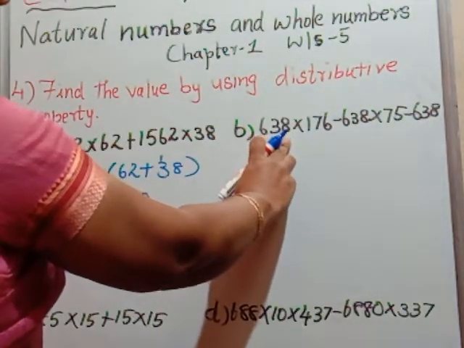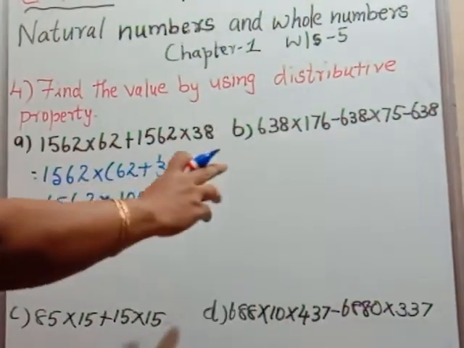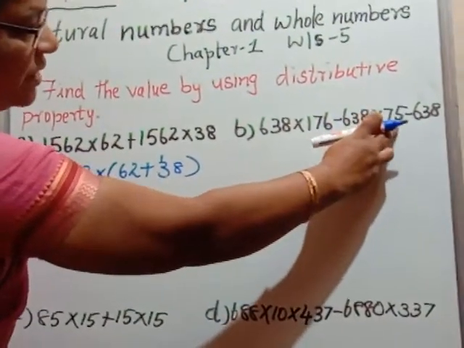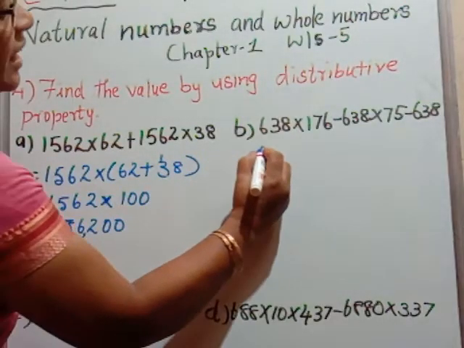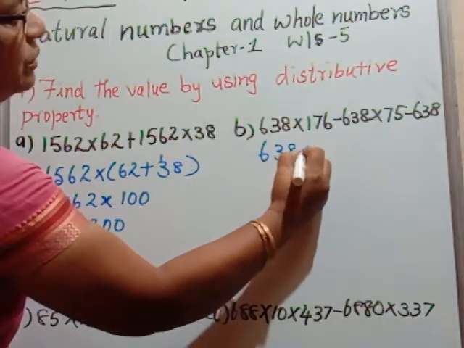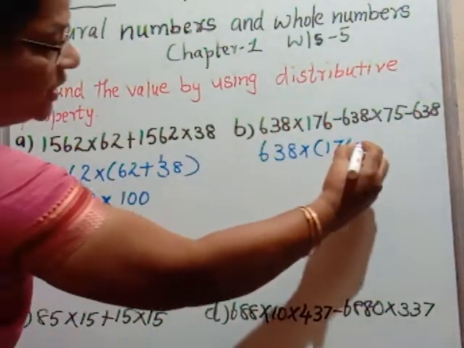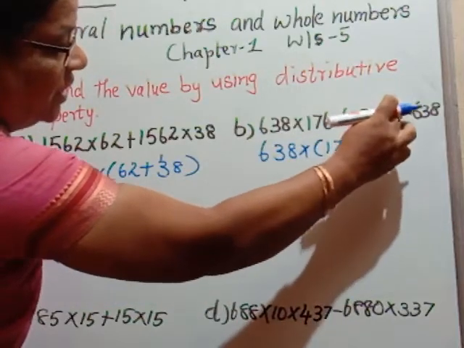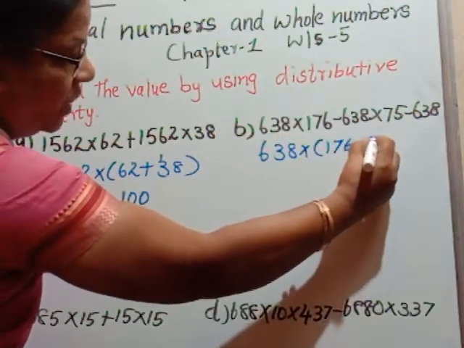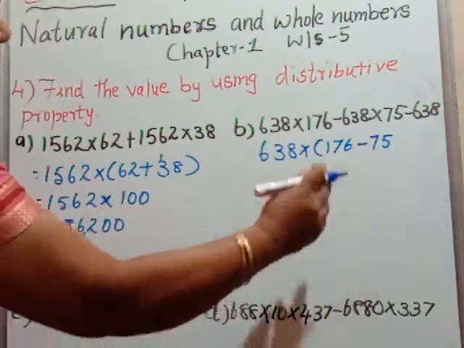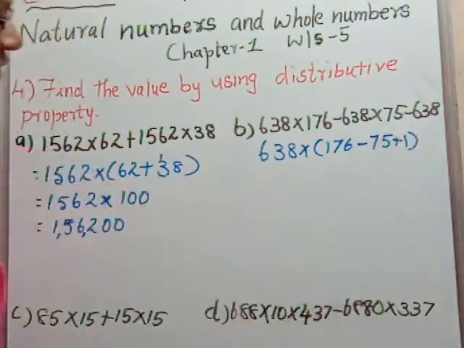Here 638 into 176 minus 638 into 75 minus 638. Now we are going to arrange the numbers. 638 should multiply how many times? 176 times. Again, how many times should 638 multiply? 75 times we have to multiply, then we have to subtract. So we have to subtract 75 times. Again, one more time the 638 is being subtracted.